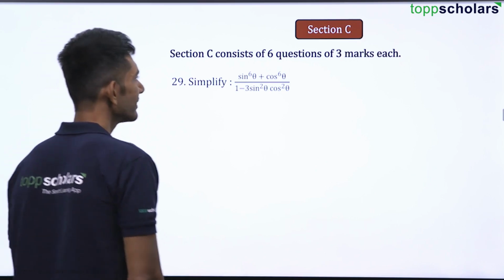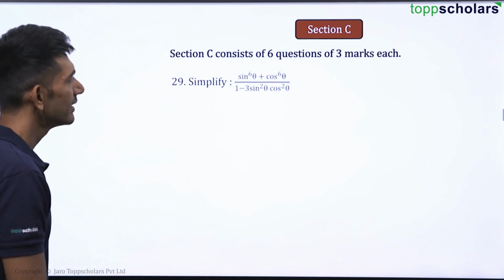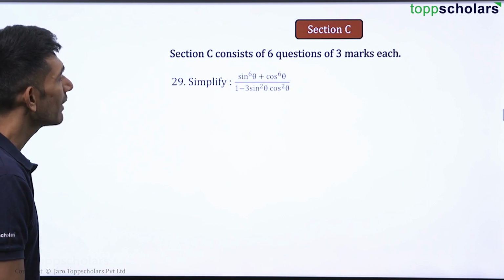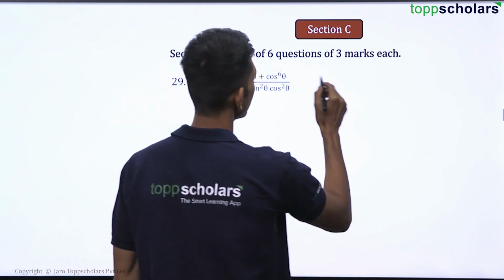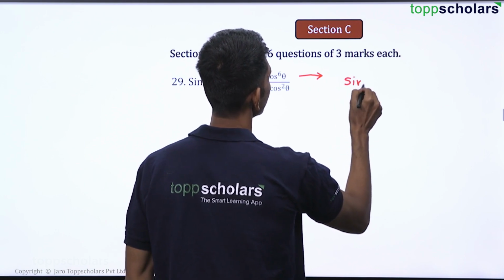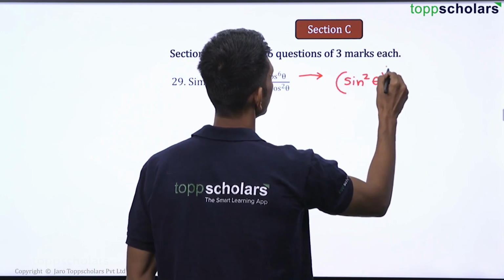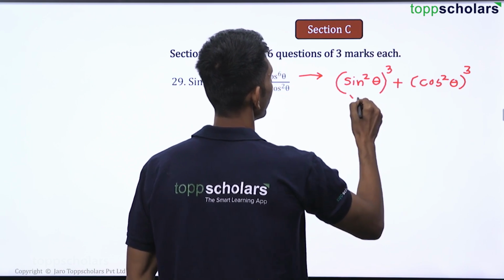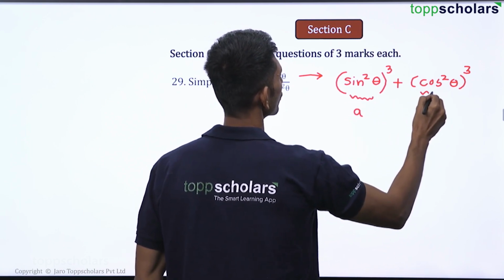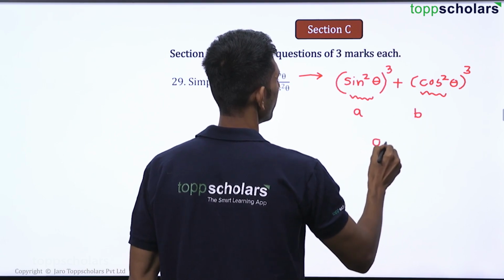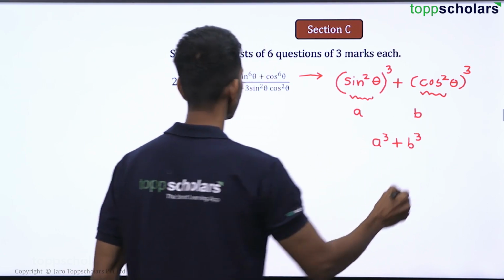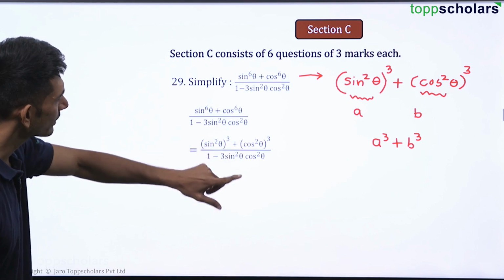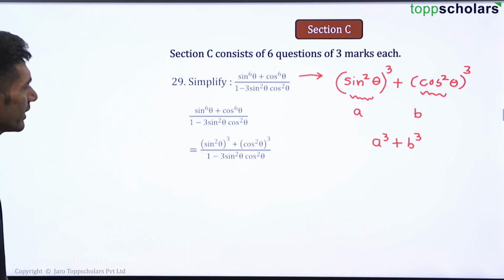Now comes a new question. It says simplify sine raised to 6 theta plus cos raised to 6 theta. Now definitely we don't have the direct formula for power 6, right? So this can be further written, the numerator as sine square theta the whole cube and cos square theta the whole cube, and then we will consider sine square theta as a, cos square theta as b, and then we will apply the formula for a cube plus b cube, isn't it? So this can be written as sine square theta the whole cube plus cos square theta the whole cube by 1 minus 3 sine square theta cos square theta.